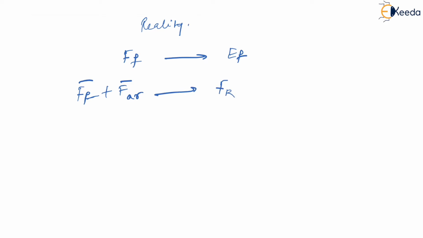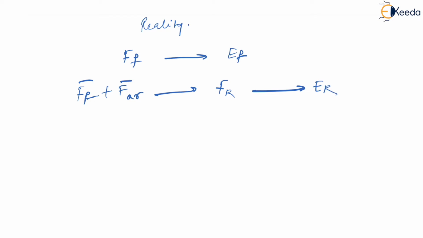If you see, because of FF, you have got EF. Correct? Now, what happens? FF plus FAR, phasors only, will bring FR, correct? And because of this FR, you will have ER. This is the whole story we have.